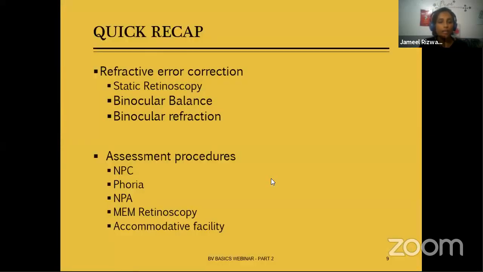And a quick recap: we discussed refractive error correction, and how we should use binocular balancing and refraction to provide appropriate refractive correction strategies. In the assessment process, we discussed the near point of convergence, phoria, near point of accommodation, MEM retinoscopy, and accommodative facility testing as the key procedures to diagnose and start your management.